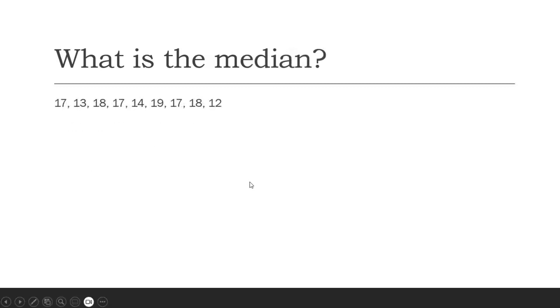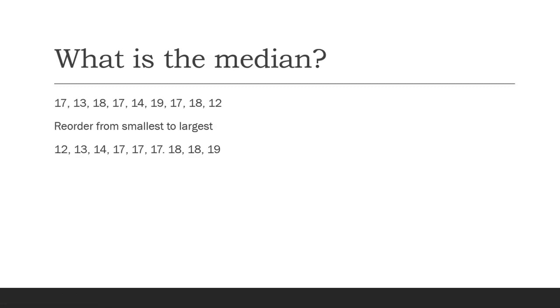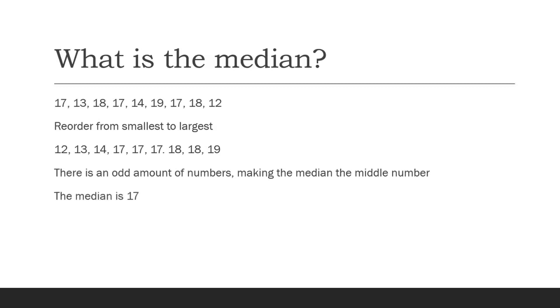In this set of data, you need to find the median, and first you need to reorder from smallest to largest, and your median is your middle number. Since this is an odd amount of numbers, it's easier to find, and that number would be 17.